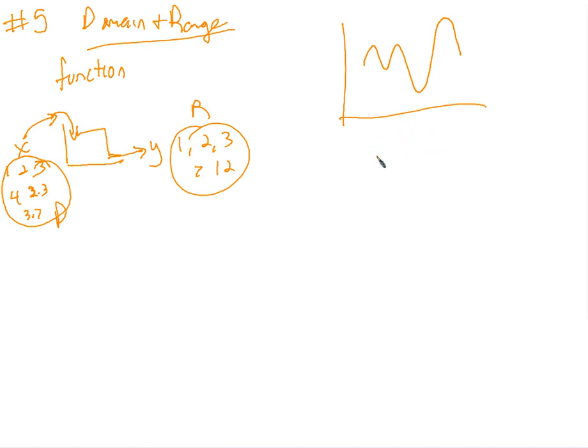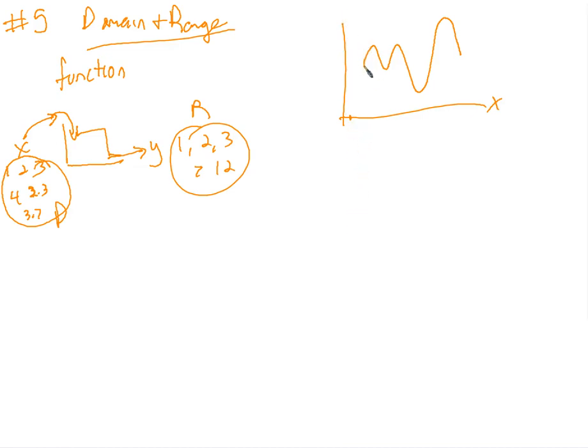Well, where do we find x's? We find them on the x-axis. These are the valid inputs. Is this a valid input? No. Why is it not a valid input? Because it doesn't have an output. It's not relevant to this function. This function does not take this as input. We know that because it doesn't have an output. We go up here, we don't see any function here, there's no function down here. Nothing here. So that is not part of the domain.